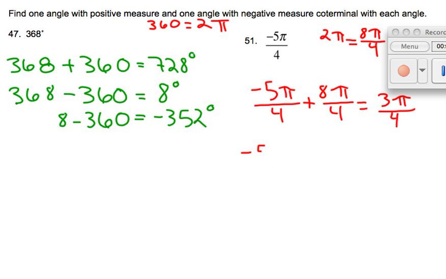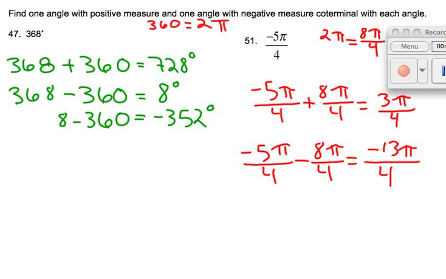Then I'm going to take my negative 5 pi over 4, and I'm going to subtract an 8 pi over 4. And when I do that, I get a negative 13 pi over 4. There's my negative. Again, with problem 51, if you start in radians, you need to end in radians. You cannot give me an answer in degrees, because I started in radians, I need to end in radians.